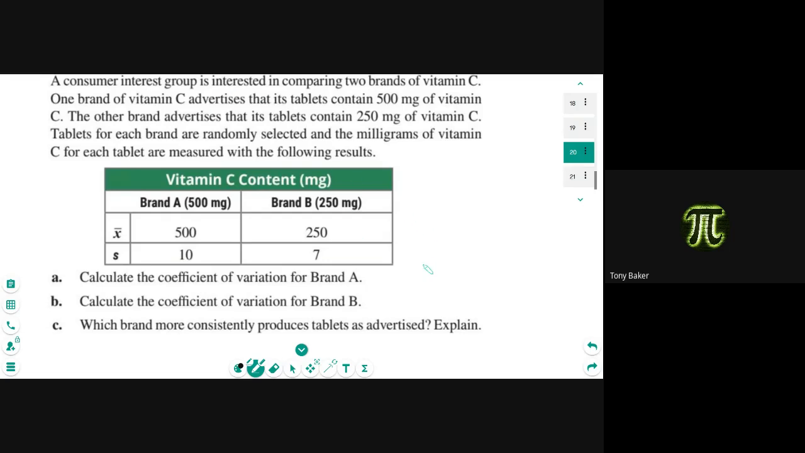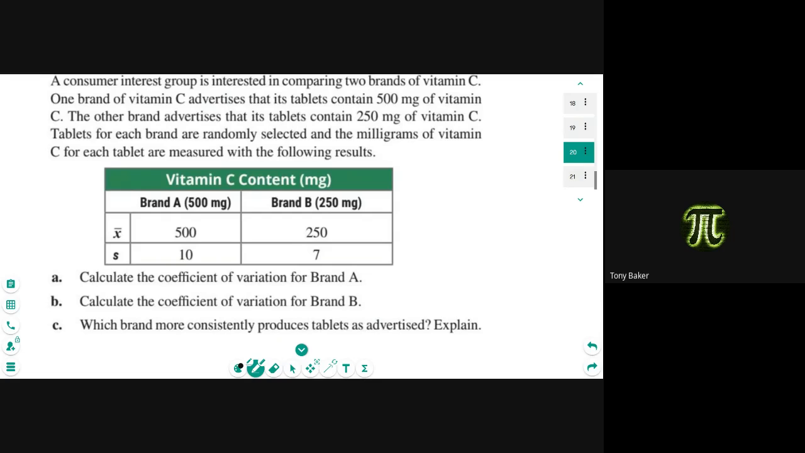So let's do one problem with coefficient of variance, and then we're done for today. So a consumer group is interested in a company comparing two brands of vitamin C. One brand of vitamin C advertises its tablets contain 500 milligrams of vitamin C. The other one says it contains 250 milligrams of vitamin C. For each tablet, brands are randomly selected and the milligrams for each were measured. So we've got 500 milligrams is the mean with a standard deviation of 10. And for brand B, I have 250 milligrams as the mean with a standard deviation of 7.